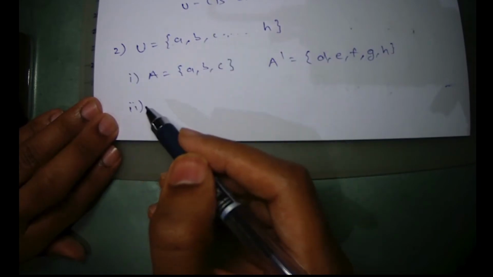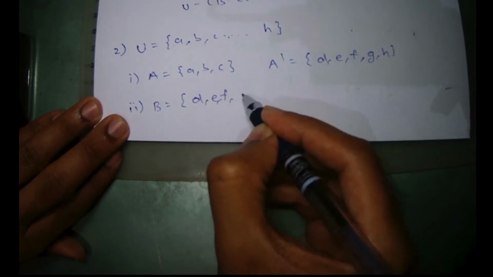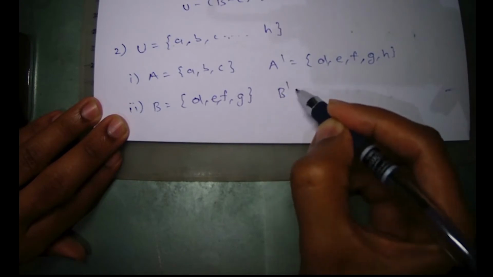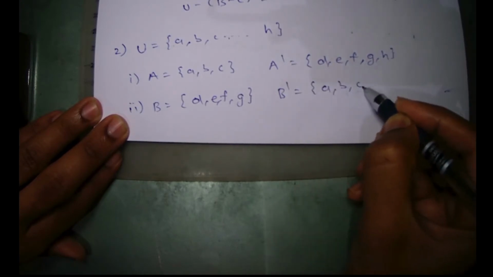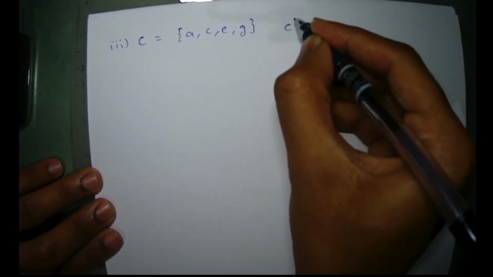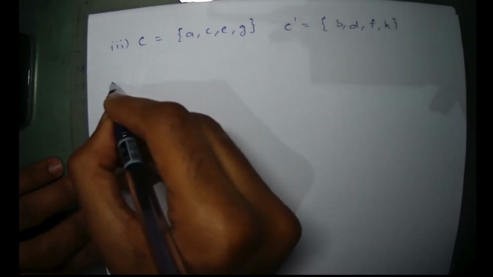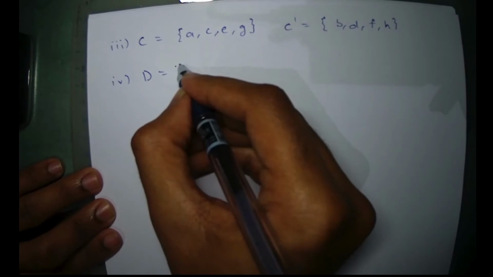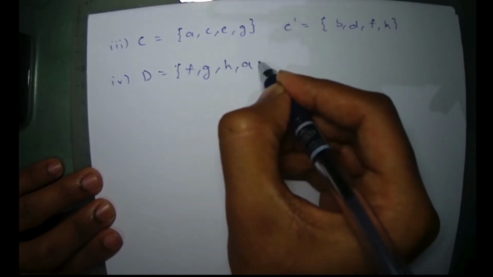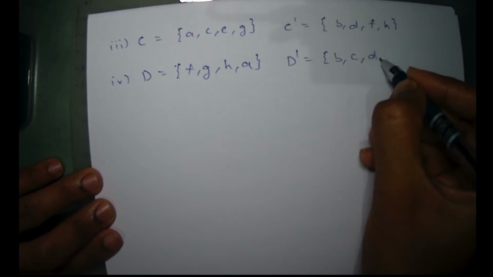So the procedure is same as the previous question. So B we have D, E, F and G. So B dash will be A, B, C and H. So third we have set C, which is equal to A, C, E and G. So C dash we have B, D, F and H. So then finally we have set D is equal to F, G, H and A. So then D dash will be equal to B, C, D and E.